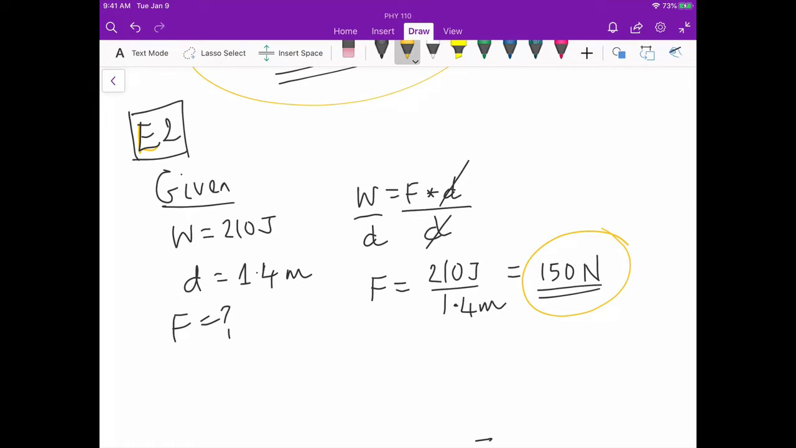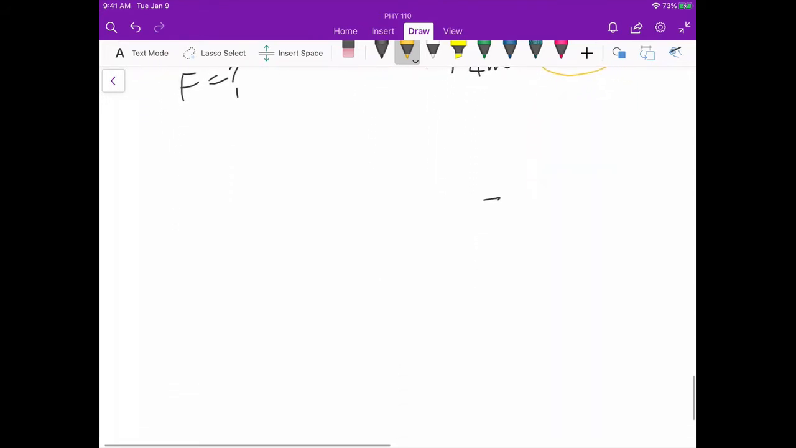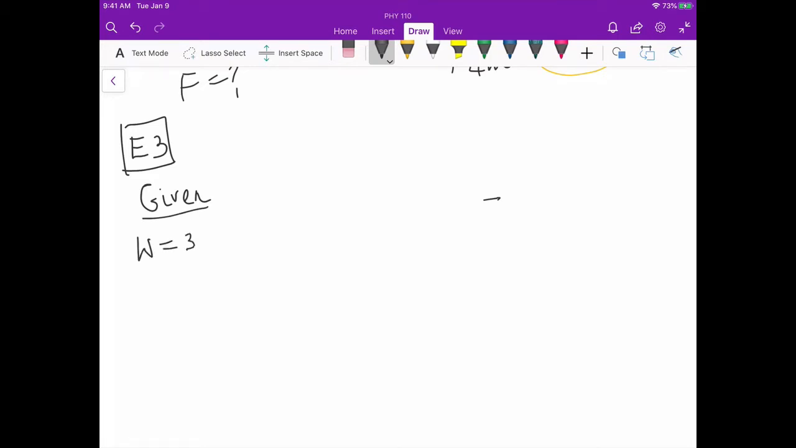In a similar way, the other variety is, what if you are asked to find the distance instead, if the other parameters are given? That's what E3 does. Okay. E3, so it has a given parameter. A force of 80 Newton used to push a chair across the room does 320 joules of work.